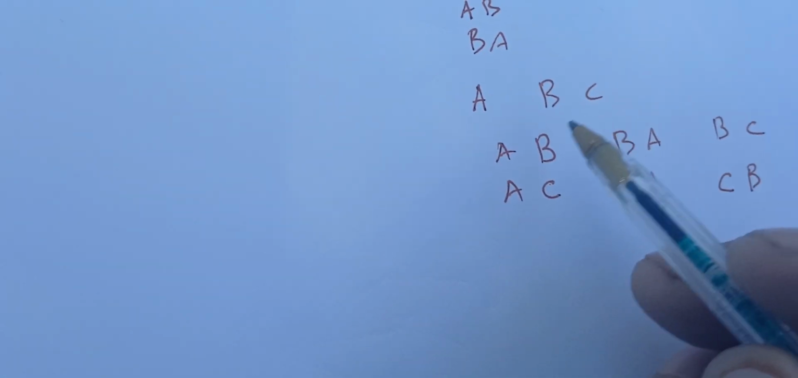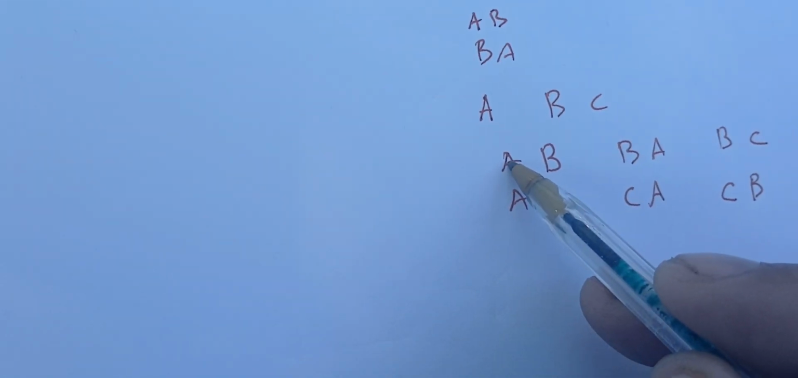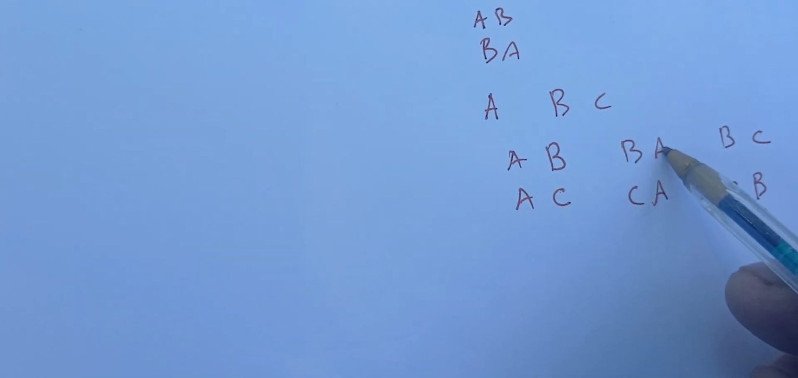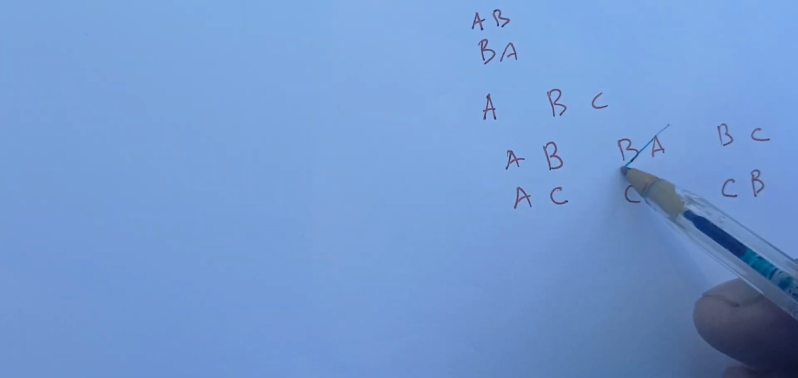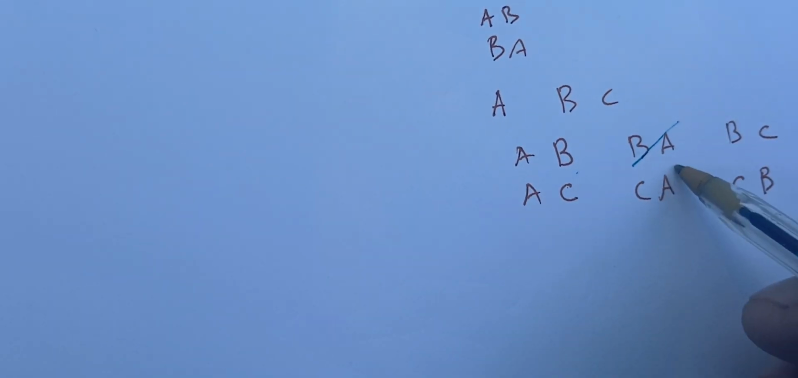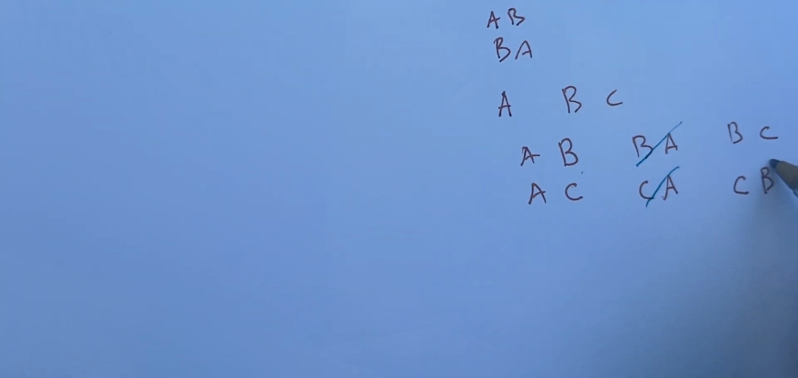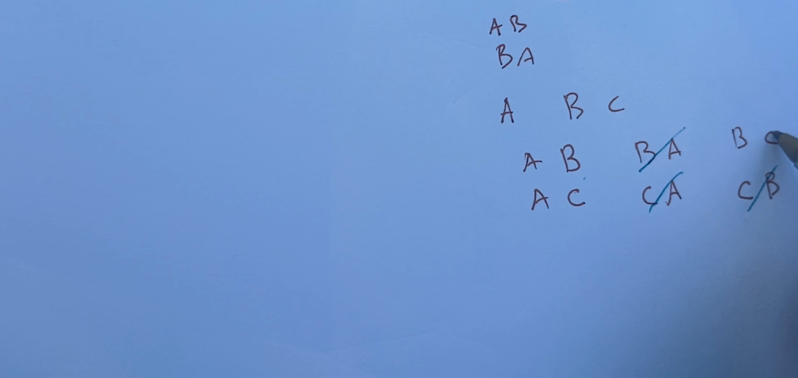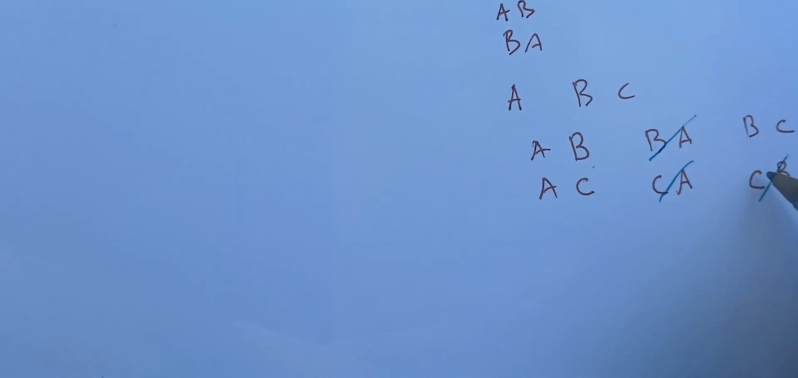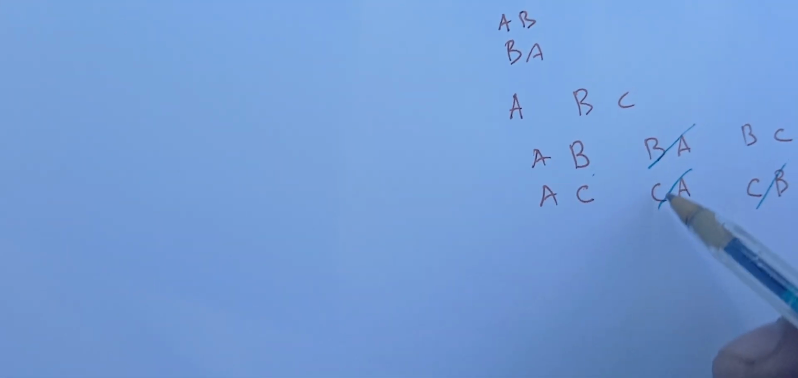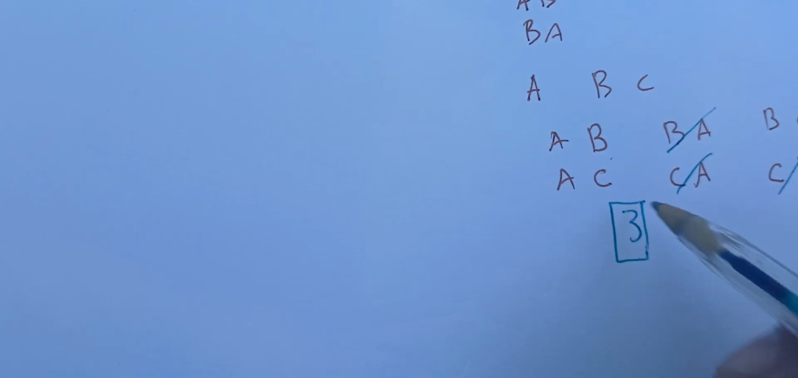But when A shakes hands with B, it is the same as B with A, so we're gonna count only 1. AC with CA is the same, and BC or CB is the same. So we count only 3. So in fact, we have 3 handshakes.